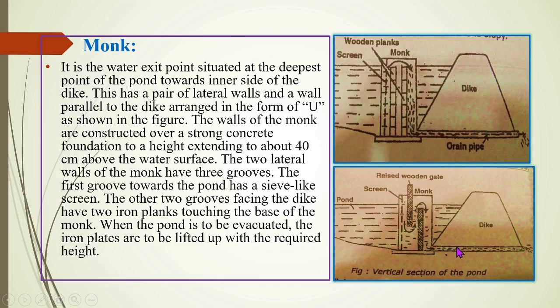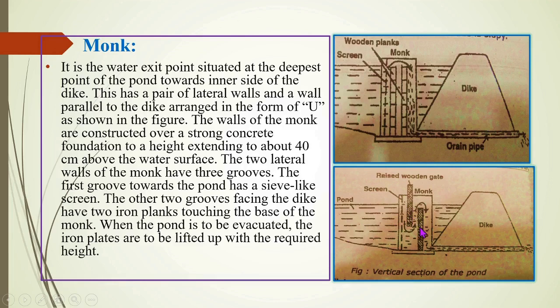Water can be pumped into the pond through the monk, and the water level can be maintained by lifting the plates of the monk to a suitable height. So this is a monk here, which is present towards the inner side of the dike and has three grooves. The first groove is towards the pond, and this groove is like a screen.